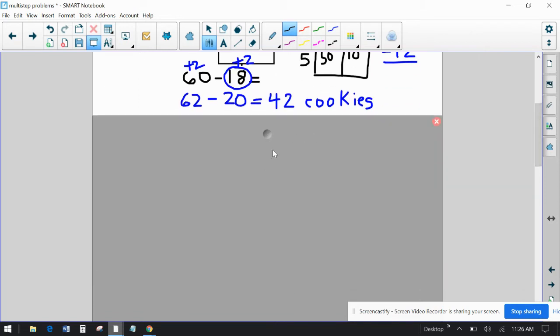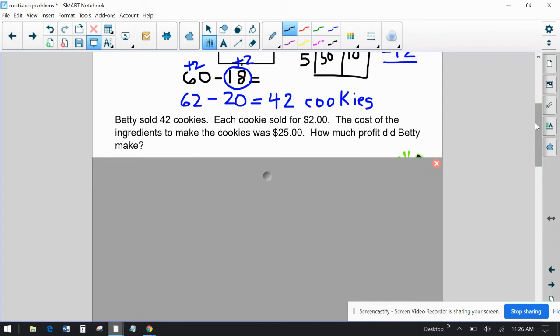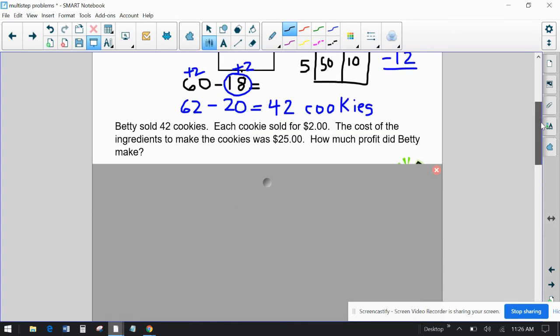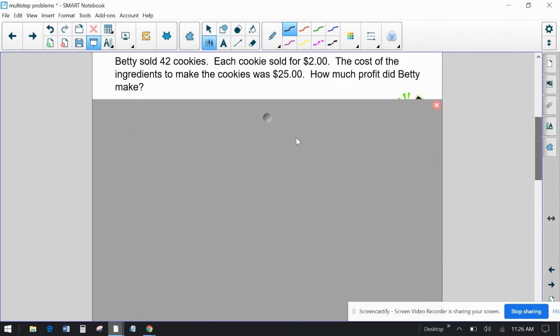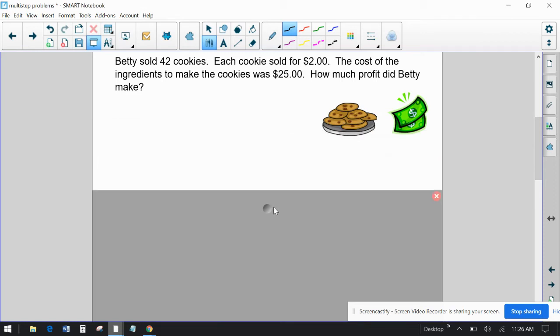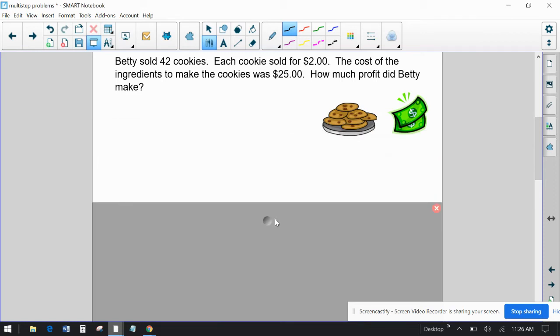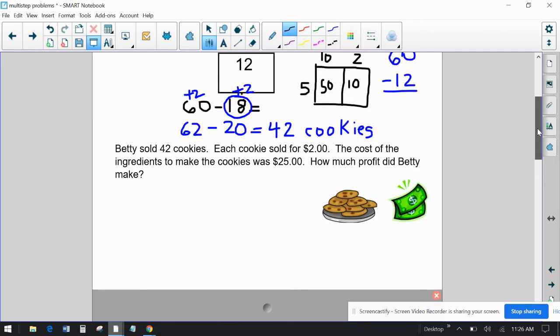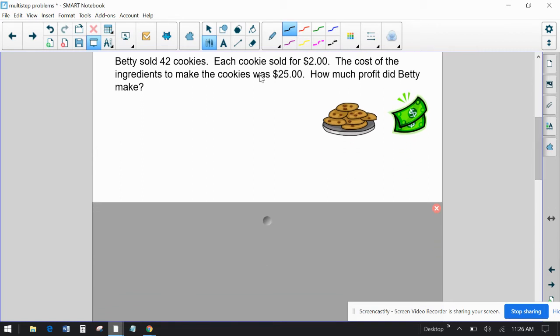Let's try another one. That one that we just did, it was multiplication and then we subtracted. Let's see what happens on this next one. Betty sold 42 cookies. Okay, so it's still Betty. Hey, that was the answer, 42. She sold all 42. Each cookie sold for $2. Okay, I'm picturing that in my brain. The cost of the ingredients to make the cookies was $25. How much profit did Betty make?